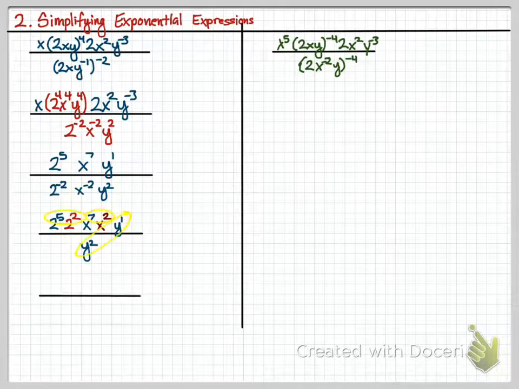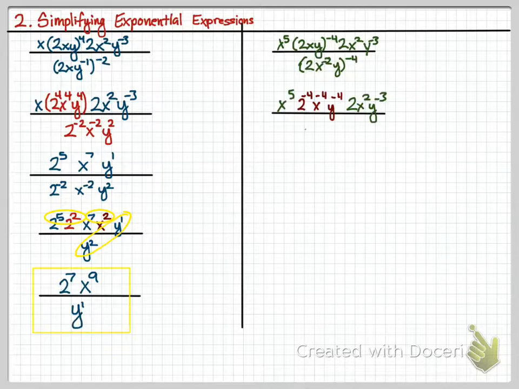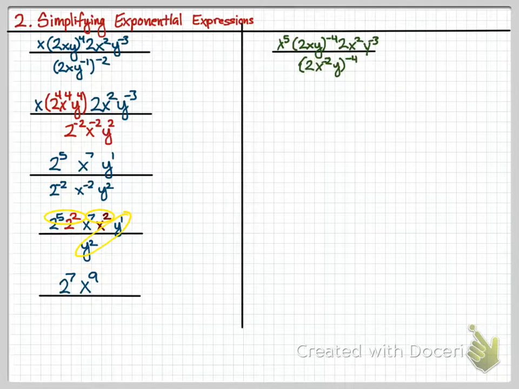So we combine all those together. The 2's, there are now a total of 7 of them. The x's, there are a total of 9 of them. And the y's cancel. There's 1 y in the numerator, 2 y's in the denominator. 1 y will cancel, leaving us 1 y in the denominator.